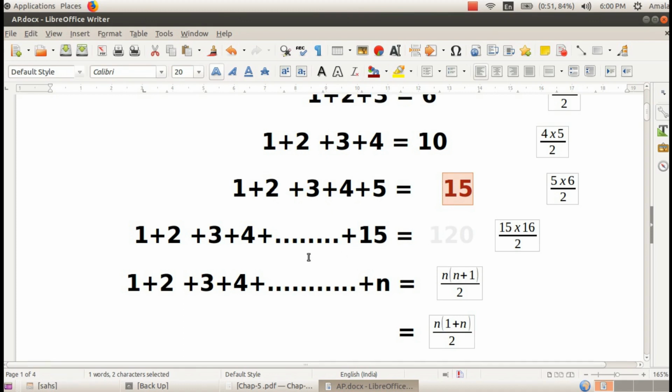Similarly, we can find the sum of the first 15 natural numbers. Here 15 terms are there, so the sum we can write as 15 times 16 divided by 2. Answer is 120.